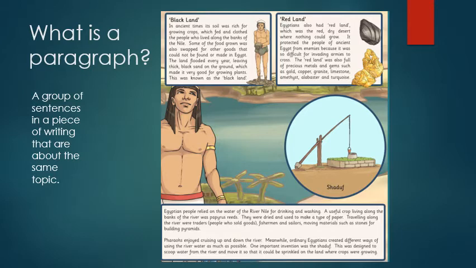So first of all, what is a paragraph? A paragraph is a group of sentences in writing that are all about the same topic. So on this non-fiction text I have up here, there are 1, 2, 3. Now, although this writing down here is all in the same box, there are actually 2 paragraphs. So the top one will be all about one topic, and then the author will start writing about something else.